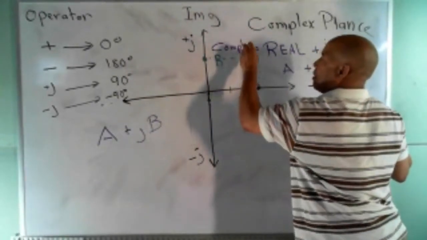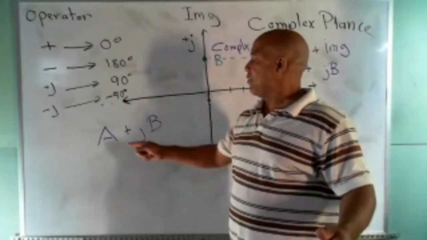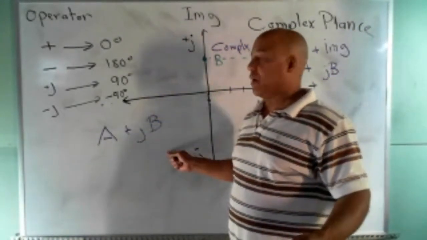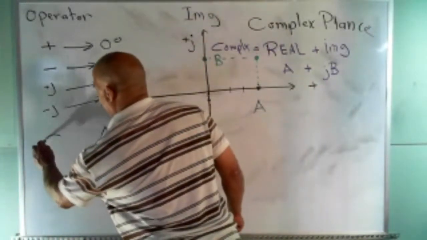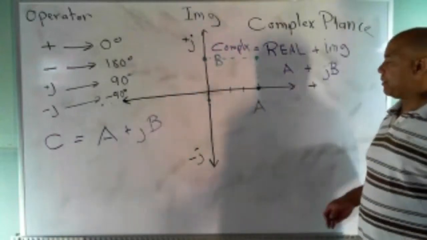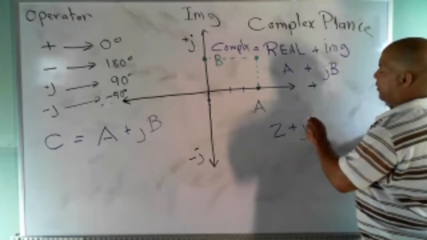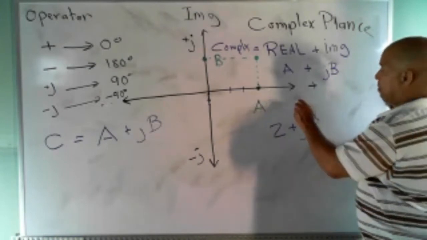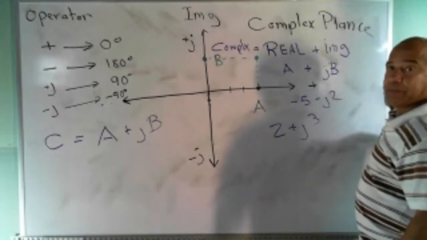A complex number is a number that consists of a real part and an imaginary part. So this over here, I'm going to just call it C, for complex number. So a complex number might look like this: 2 plus J3, or minus 5 minus J2. Those are all complex numbers.